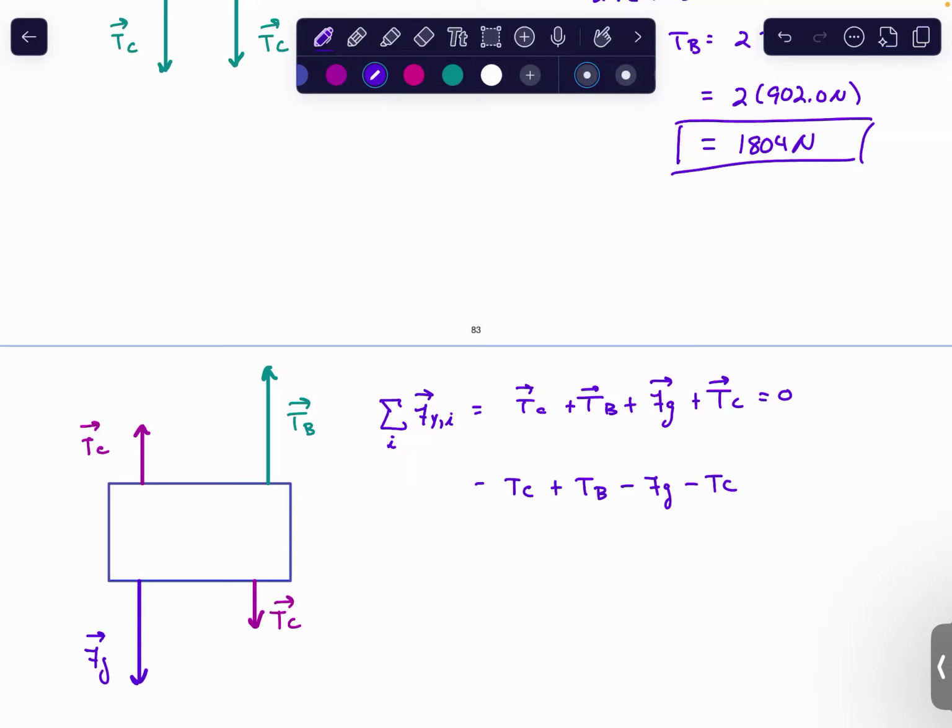Wait, is tension A this? Never mind. No, because remember tension. Never mind. Okay. It's a C. I just can't read your writing. Oh, thanks. That's helpful. Thank you. I forget I can look at this one.